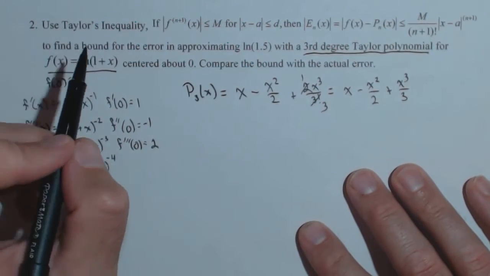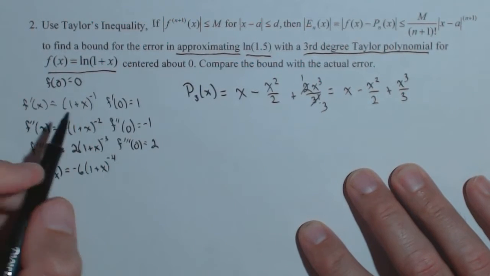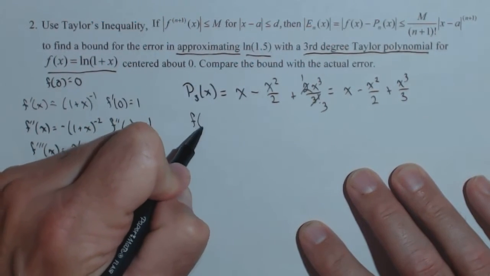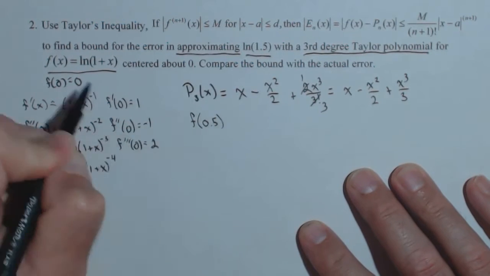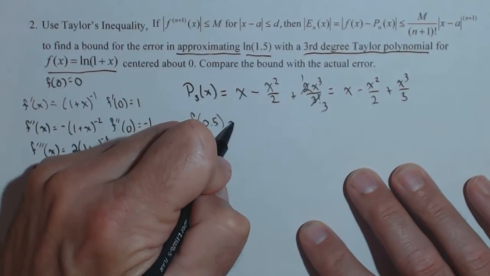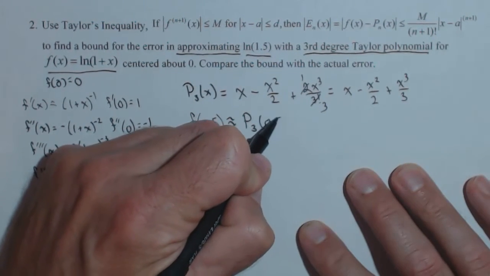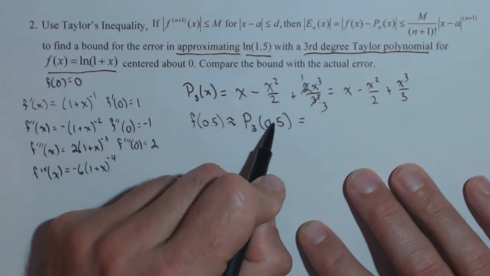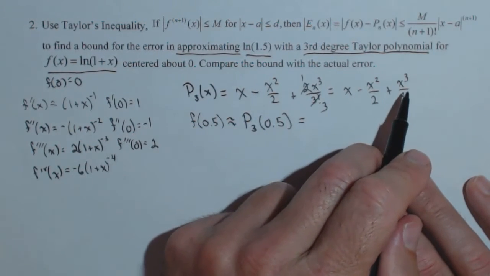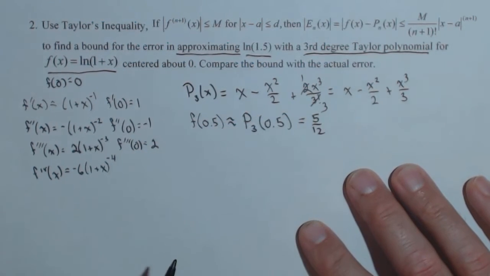Now, what are we asked to do next? We're asked to approximate ln of 1.5. So in other words, we're asked to approximate f of 0.5, because if we plug 0.5 in, adding the 1 would make ln of 1.5. This is being approximated with our third degree Taylor polynomial, which would be a matter of plugging 0.5 in for your x's there, which comes out to be 5/12. So there's our approximation.